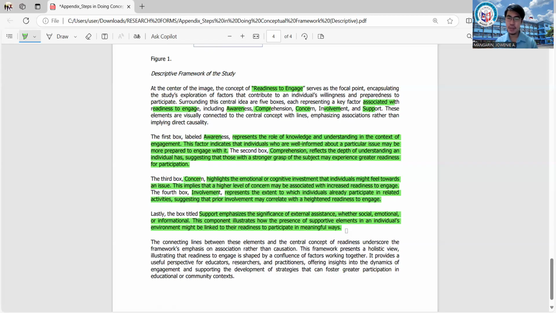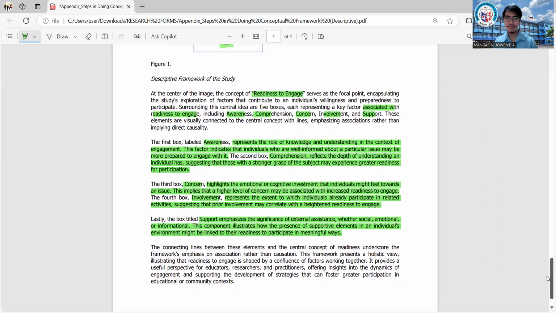Okay po, so that's it. That's how we can possibly compose and construct our descriptive framework. And I hope and I pray that you're able to learn regarding how to make descriptive framework. Thank you so much.